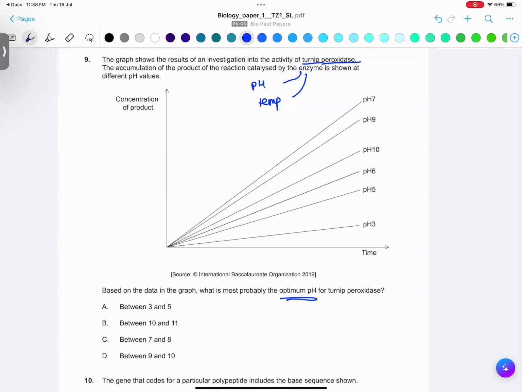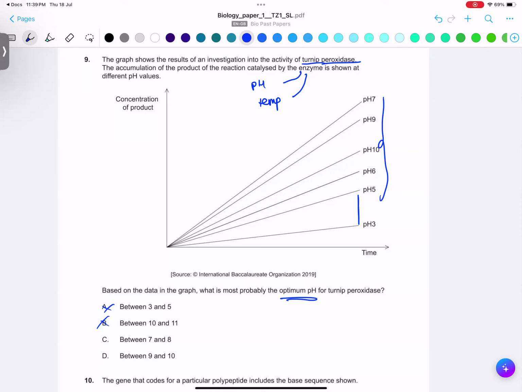So between 3 and 5, definitely not, because the concentration of the product is way, way less than what it could possibly be, which is any of these. Between 10 and 11, we really cannot even see 11, but we do have 10, and it isn't as high as possible, like it's not working at such a high time. So no, no, no.